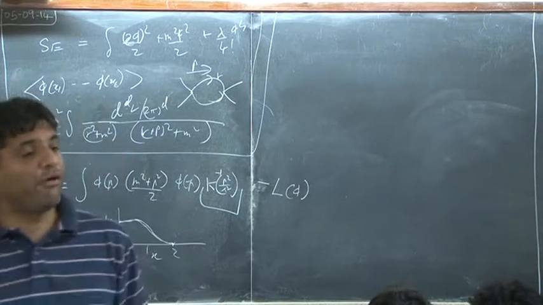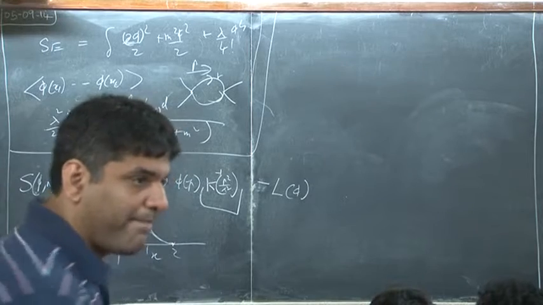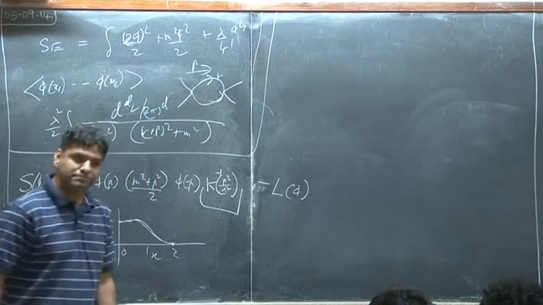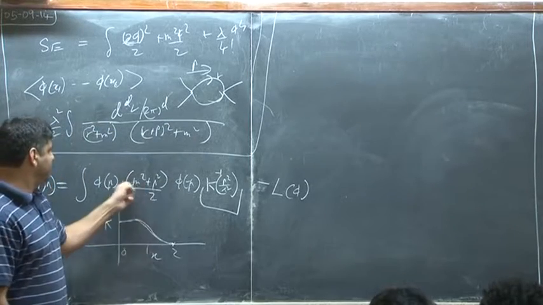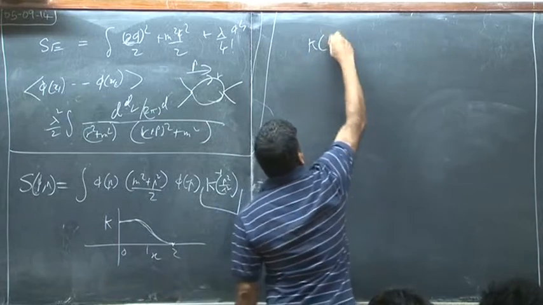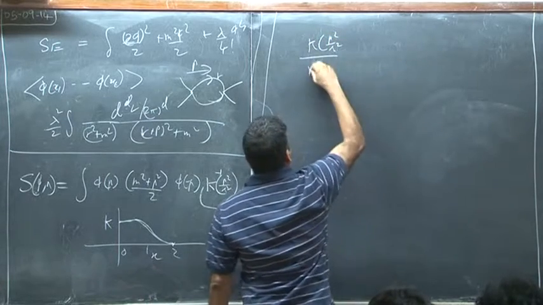Now, what is the effect of this modification of the Lagrangian? The effect is entirely in changing the propagator. The propagator was the inverse of p squared plus m squared. Now, the new propagator is K of p squared over lambda squared, divided by p squared plus m squared.